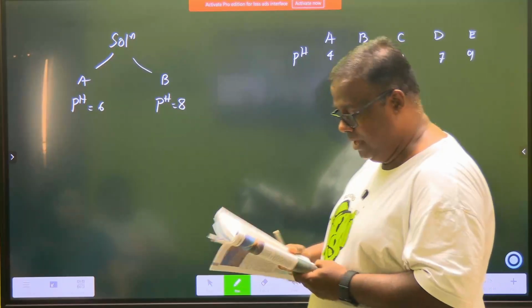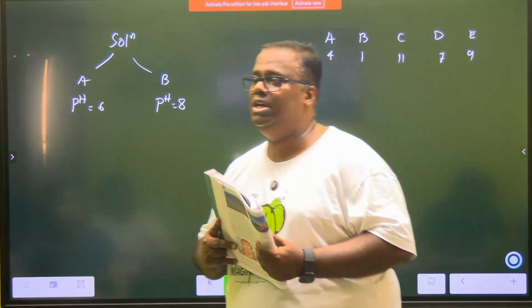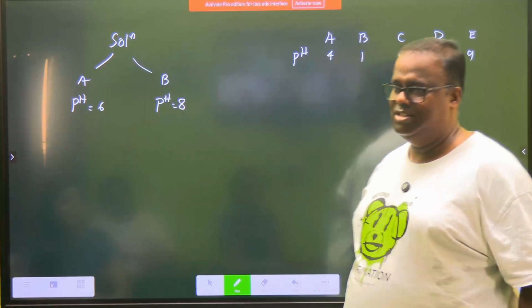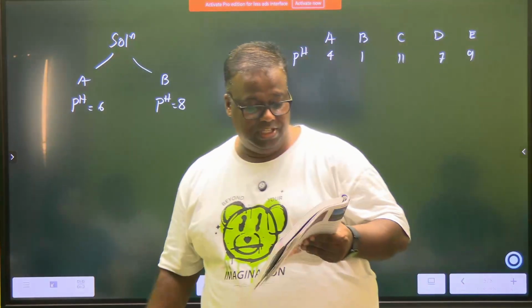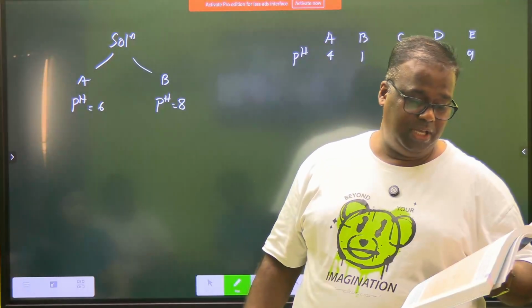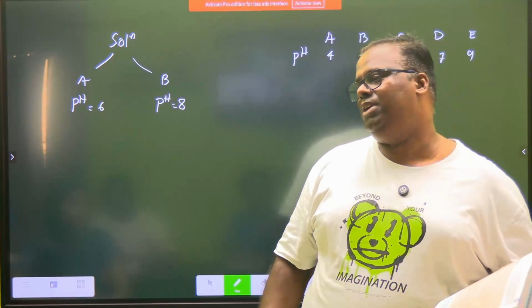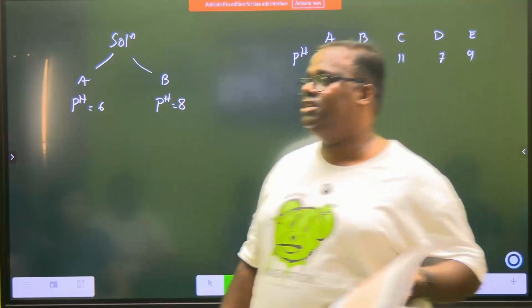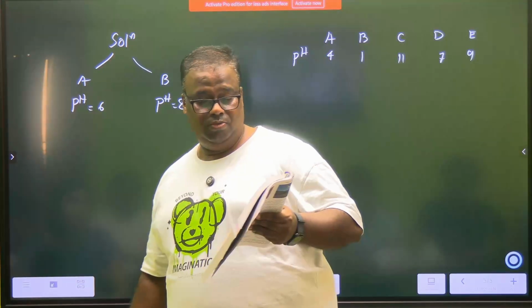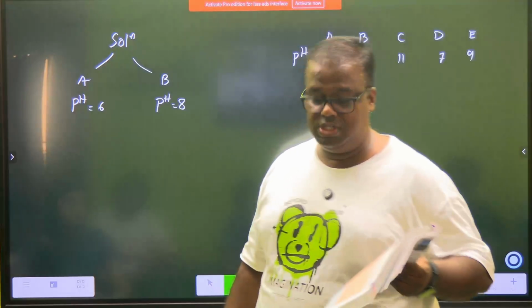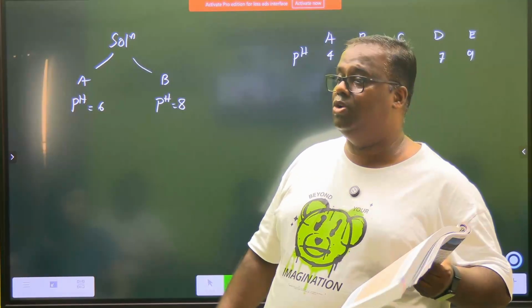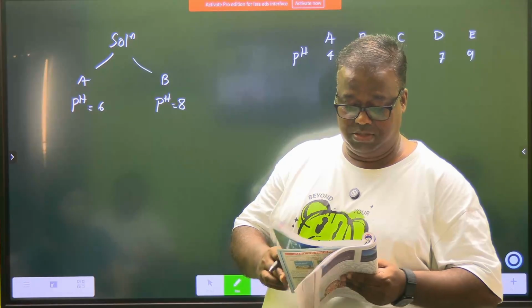Okay, some fill in the blanks. Acids have a pH lower than 7, lesser than 7. Very good. Alkalis have a pH greater than 7. Neutral substances have a pH which is 7. The more acidic the solution, the lower the pH. The more alkaline a solution, the higher the pH.